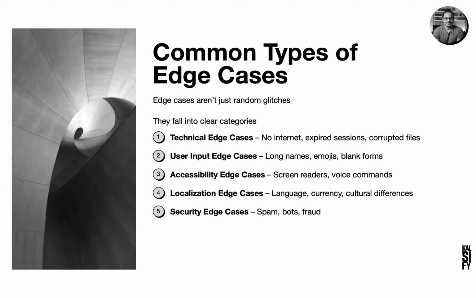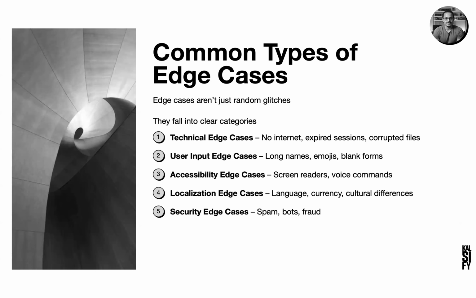Fifth is security and malicious user edge cases. Not all users have good intentions. Spammers, filling forms with fake data, trolls abusing reporting features, bots trying to hack accounts. Airbnb uses AI to catch fake names and stolen profile photos to keep things secure.